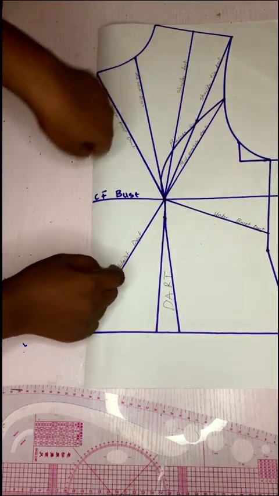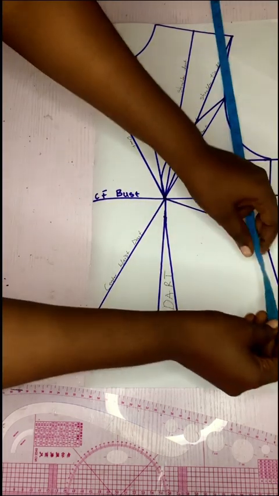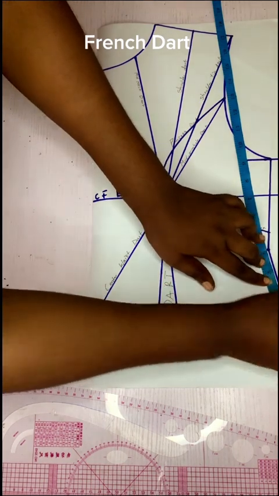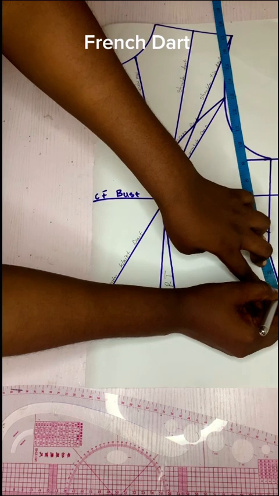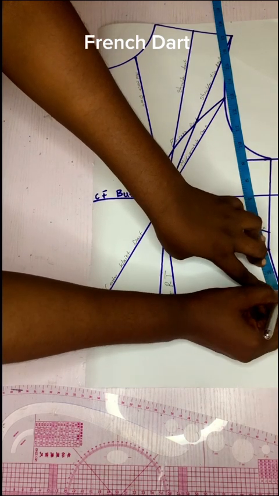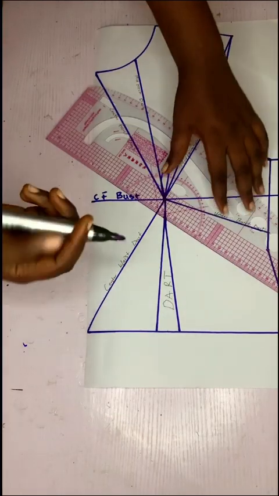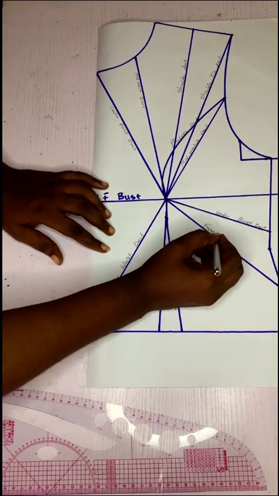Okay, so after we've done that, the next one we're going to do, which is the last one that we'll be doing for this tutorial, is the French dart. Okay, so on the waist area there, you're going to come up by 2.5 inches or 3 inches, and you're going to mark as you see me doing, okay? You're going to mark that point. After you've marked, connect it to the bust point as you see me doing, right? So you're just going to connect that.